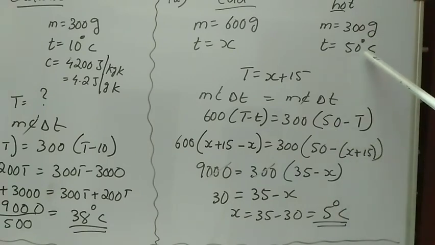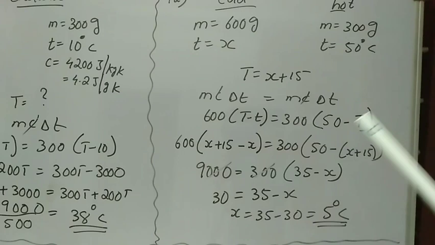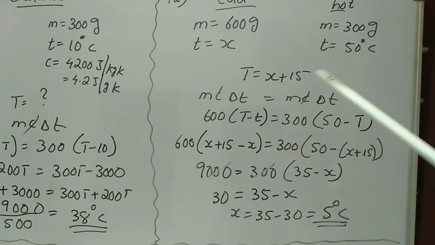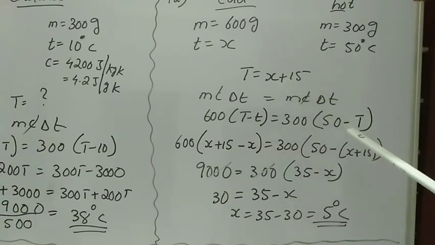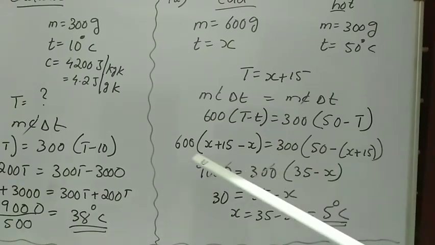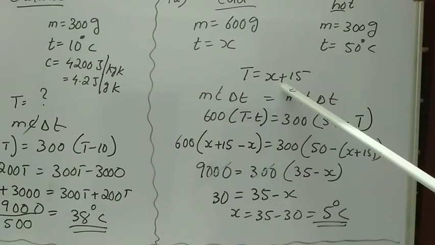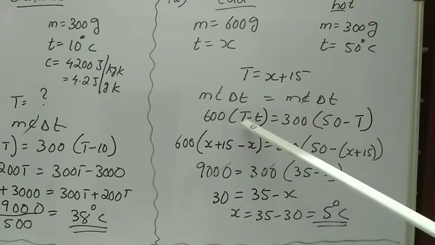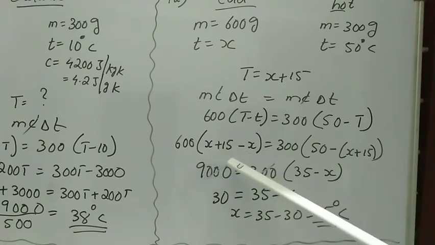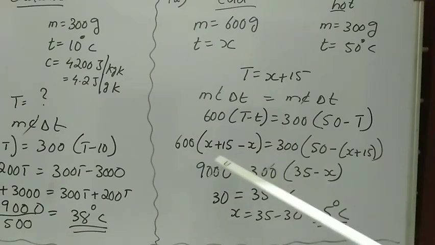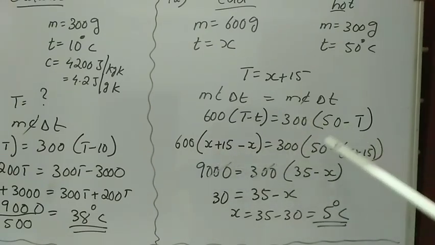And if you have any doubt, please keep in mind: anyhow, from the maximum temperature we have to reduce the final temperature. So if you have any confusion while taking this T minus t, keep in mind always from the hot body the temperature, final temperature should be reduced. So 50 minus T. Okay. Now 600 into T. We don't know the final temperature. We have X plus 15 as the final temperature. So instead of capital letter T, we have to substitute X plus 15. Minus t. Here initial temperature is X. So minus X. So X plus 15 minus X is equal to 300 into 50 minus T.